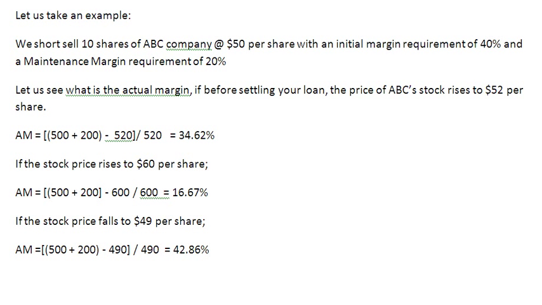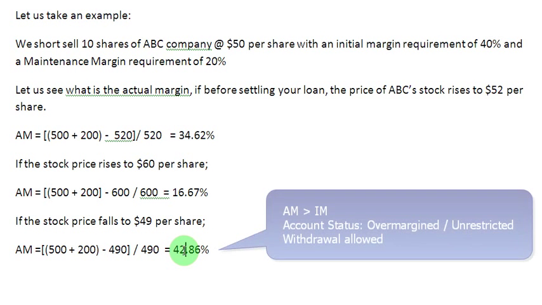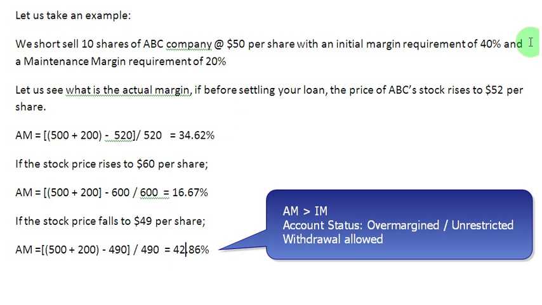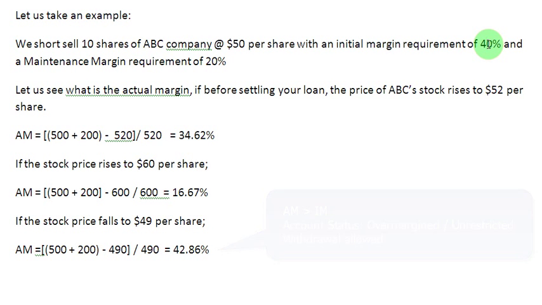42.86%. Clearly this actual margin of 42.86% is even above the initial margin requirement of 40%. So we have a situation where our account is unrestricted, or over margined, and if we so desire, we can withdraw money from the account.